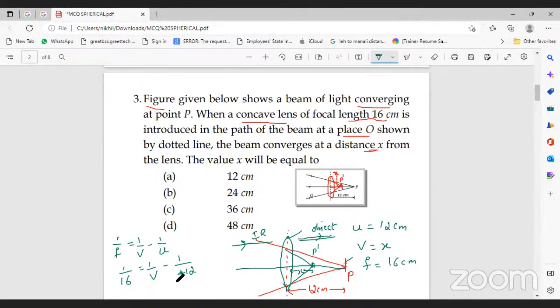Look at here. I told it is what type of lens? I have marked somewhere here. What type of lens? Concave. Concave lens, yes, forgot that. So for a concave lens, what is the focal length? The focal length will be negative, right? So it should be minus 16.